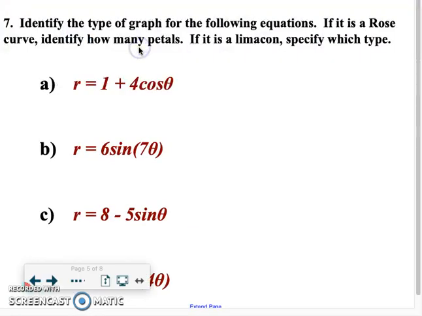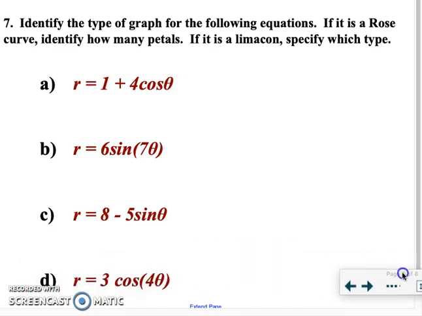Let me go full screen here. Sorry. So again, we know that it's going to be a Rose curve if we're multiplying all the way through. We know that it's going to be a limacon if we're adding or subtracting, finding some kind of a sum or difference in there. So more specifically, if it's a Rose curve, and I know that I'm kind of jumping all over the place, sorry, but if it's a Rose curve, we're also supposed to comment on the number of petals.